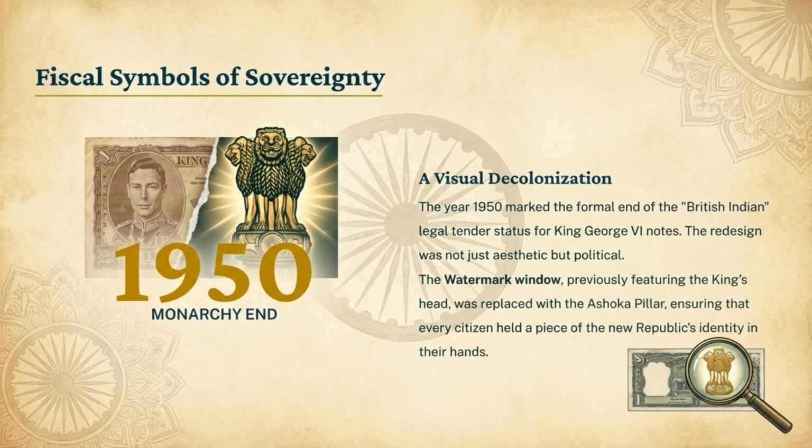The year 1950 marked the formal end of the British Indian legal tender, representing a visual decolonization. The watermark on notes, previously featuring the king's head, was replaced with the Ashoka pillar, ensuring that every citizen held a piece of the new republic's identity.